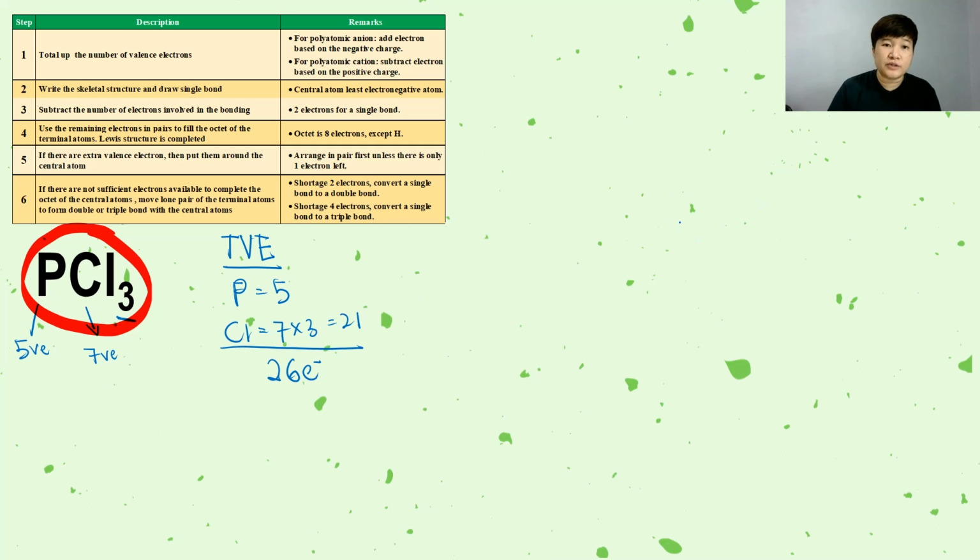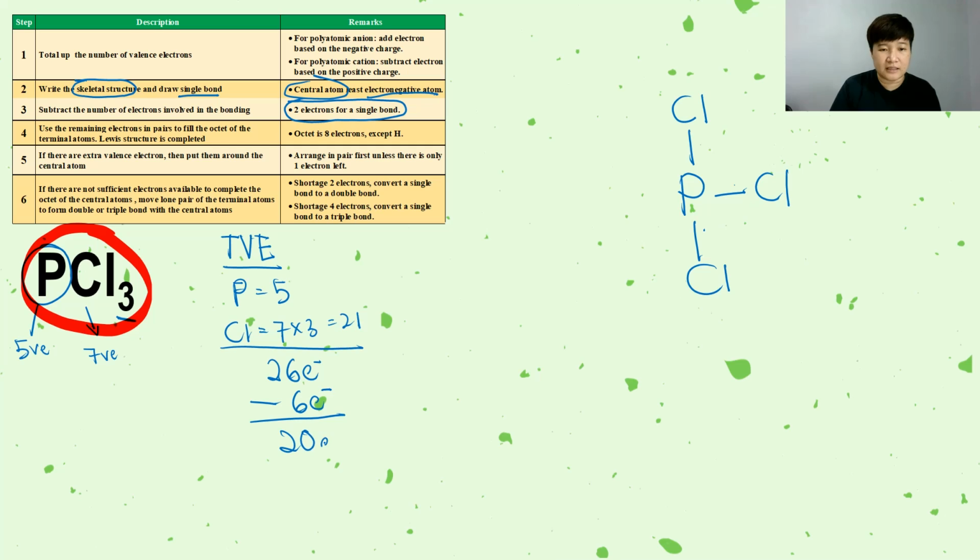And then, who is the central atom? The central atom must be the least electronegative, so the least electronegative is phosphorus. Phosphorus goes in the center. We draw the skeletal structure with single bonds: a single bond to each of the three chlorine. Every single bond holds 2 electrons: 2, 4, 6. So we subtract 6 electrons, and we have 20 electrons left.